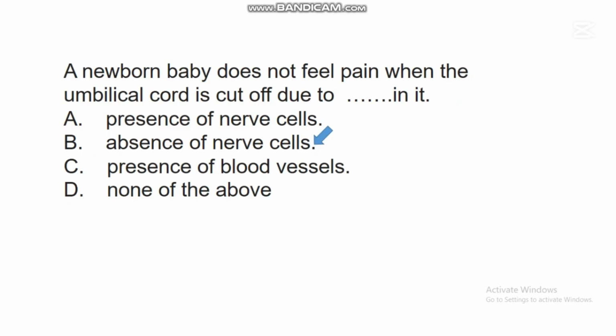So this umbilical cord is of no use to a baby once the baby is born, but as long as the baby is inside the womb, it plays a great role in ensuring proper development of that baby. But after birth, it will be cut off from that baby and no pain will be felt by the baby because there is no nerve cell in it.